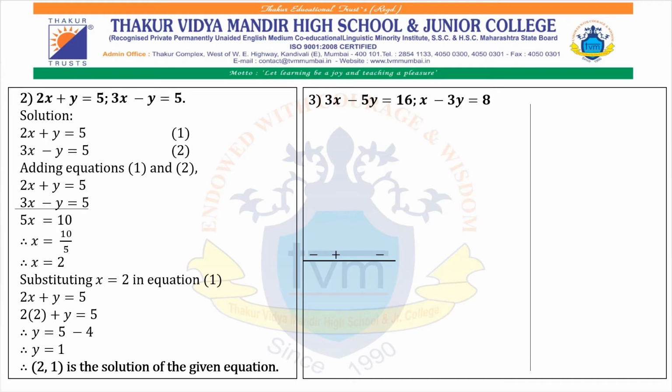Let's see question number 3. 3x minus 5y is equal to 16 and x minus 3y is equal to 8.